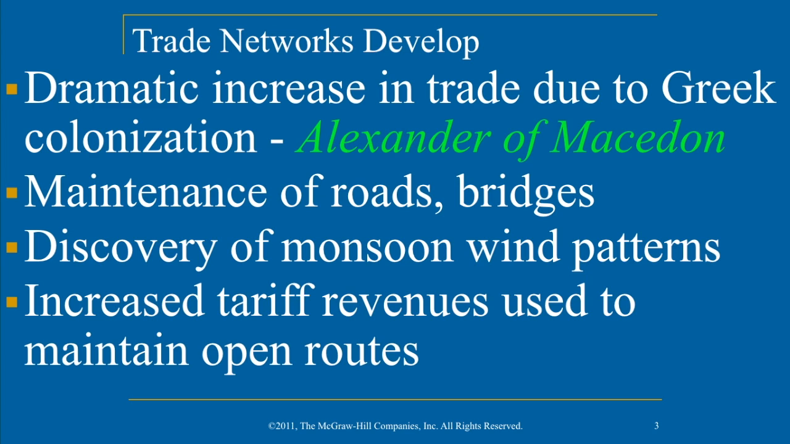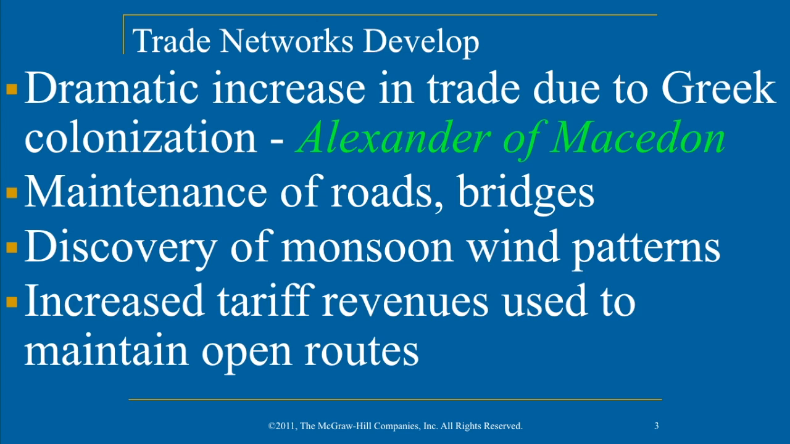In India, there's a discovery of monsoon wind patterns we talked about in previous chapters, where the traders along the sea started to discover that the monsoons were pretty predictable, and as a result, their sailing techniques could be more harnessed for the benefit of trade.